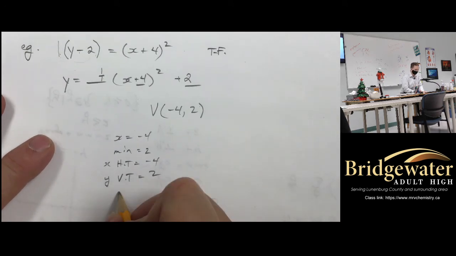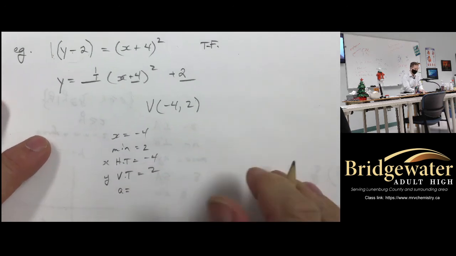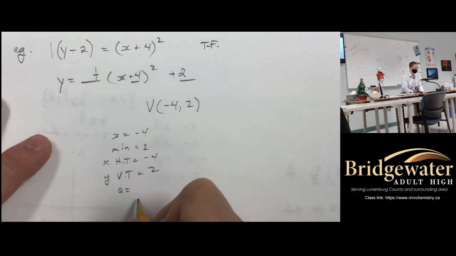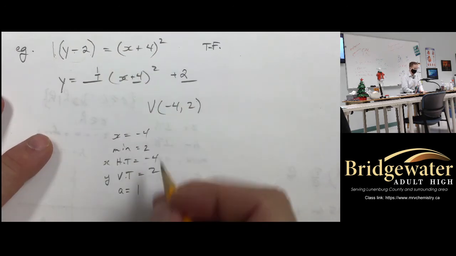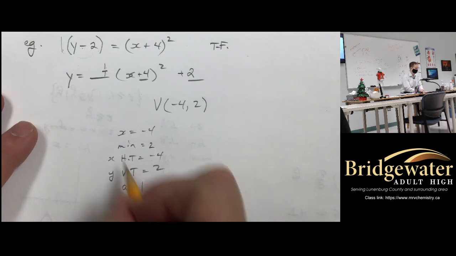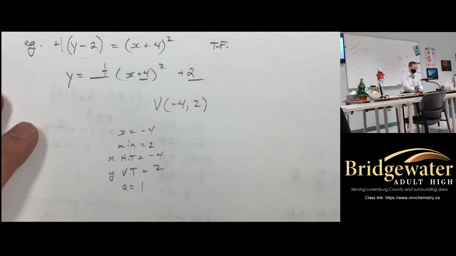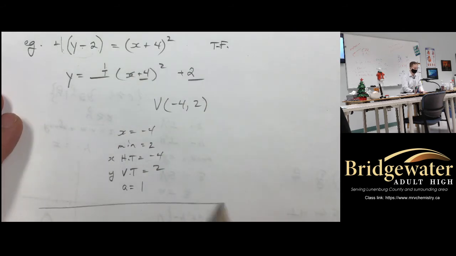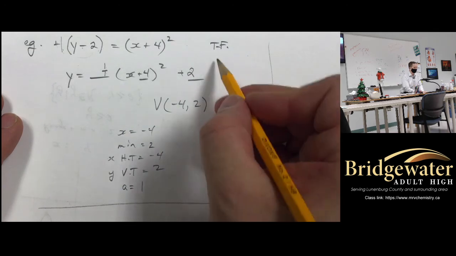Oh, the stretch factor, A, it's 1. So it's normal size. Is it opening up or opening down? Well, it is opening up. How do I know? Because it's positive 1. If it was negative 1, then it'd be opening down. Okay? So that's kind of the only trick I think I can probably give you for transformational form.